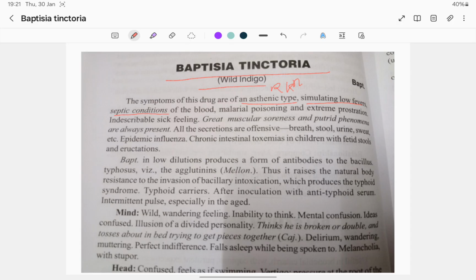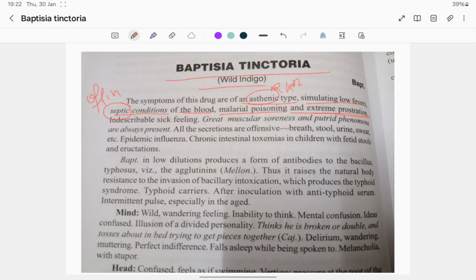Septic conditions of blood. Here is another term, septic. What do you mean by septic? Septic offensiveness of all the discharges is very marked in this remedy. So, septic offensiveness of all discharges. Malarial poisoning and extreme prostration. Extreme prostration here, dullness, asthenic type, reactive power of body very less.